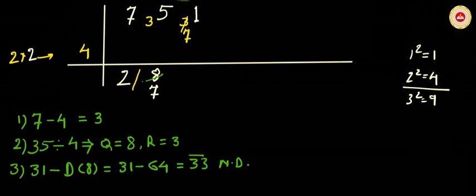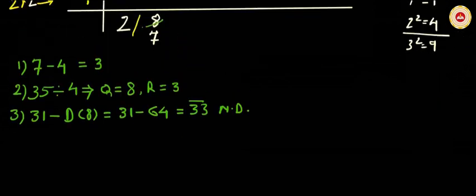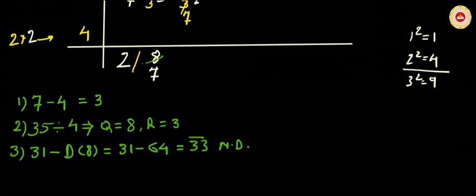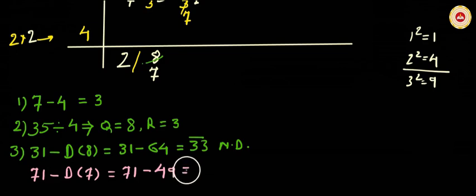Now let us calculate net dividend. Now let me write it in a different color. Okay, gross dividend 71 minus duplex of first quotient digit 7, which is equal to 71 minus 49, which is equal to 22. Okay, yes, it is positive. New net dividend is positive.